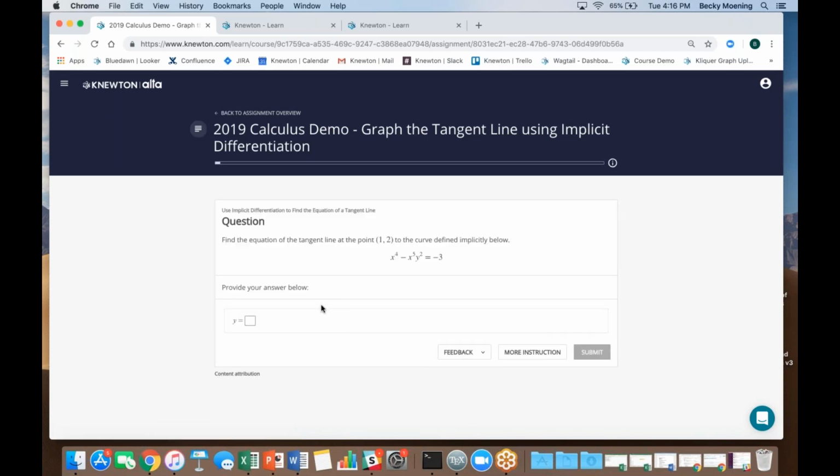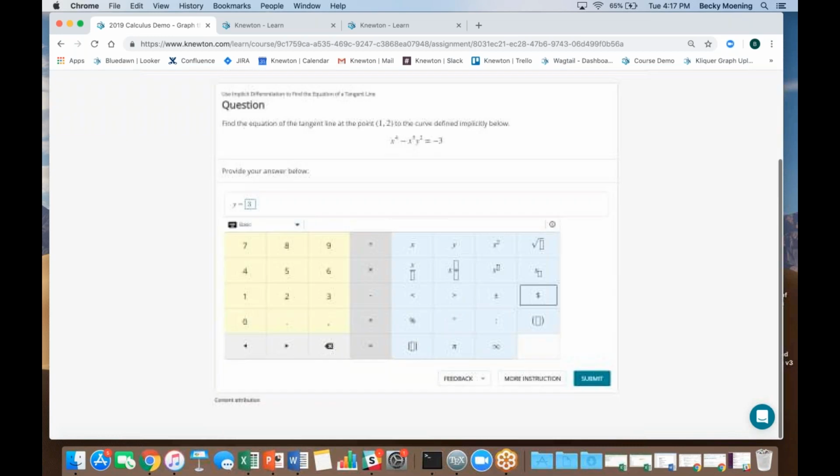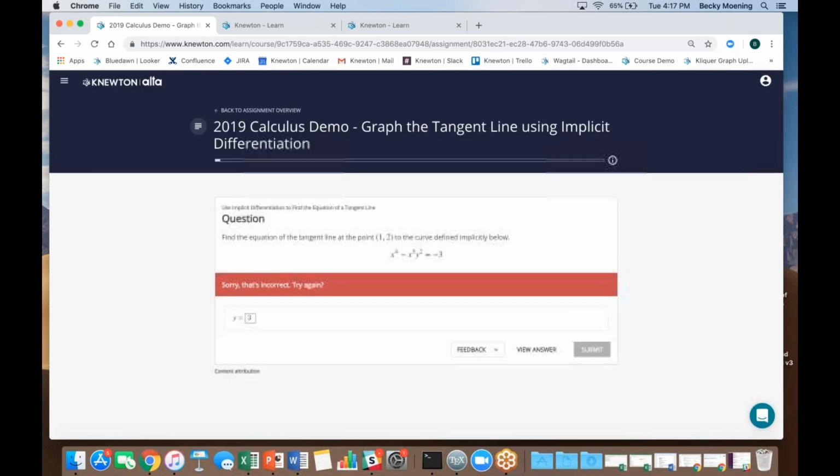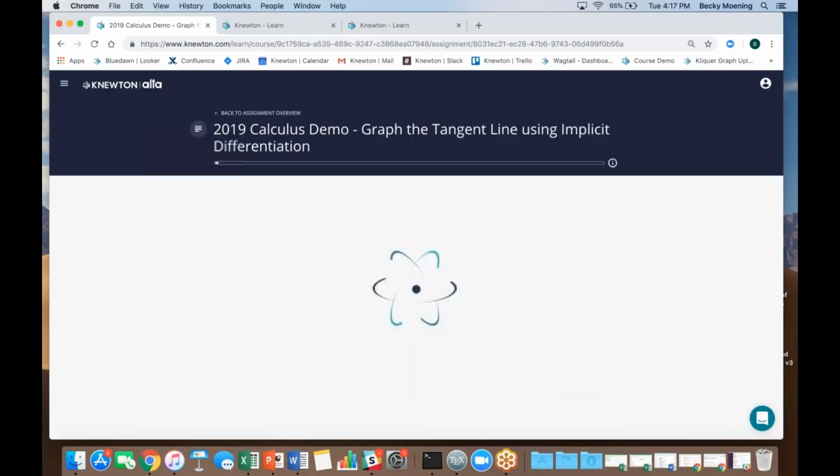So I'm moving on to the next question. And you can see this next question is not a graph. This is just find the equation of the tangent line. So of course the answer is 3. And I hit submit. It's wrong. I got 2 tries, but I'm still wrong. And again, step-by-step answer explanation.